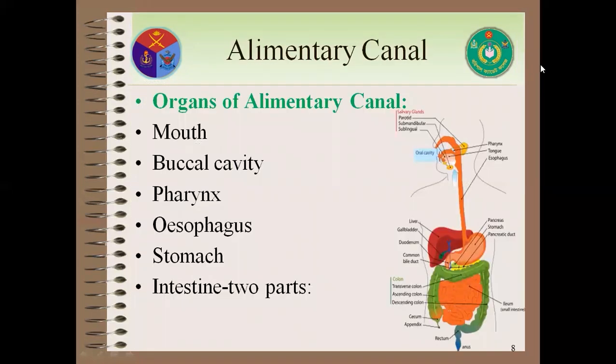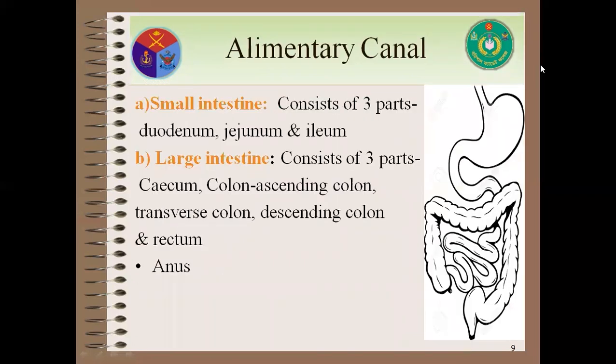Now, the organs of the alimentary canal: mouth, buccal cavity, pharynx, esophagus, stomach, intestine. Intestine has two parts: small intestine and large intestine. Small intestine consists of three parts: duodenum, jejunum, and ileum. This is called duodenum, and the middle part is called jejunum, and the last part is called ileum.